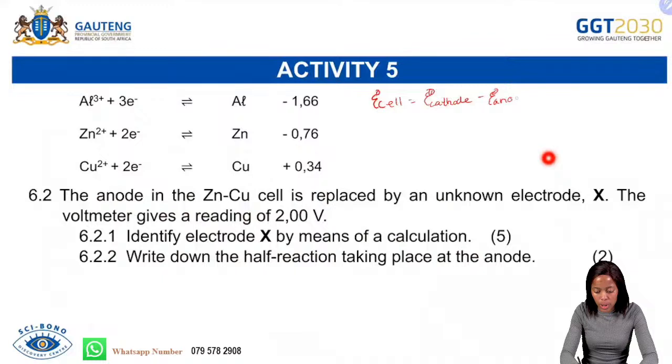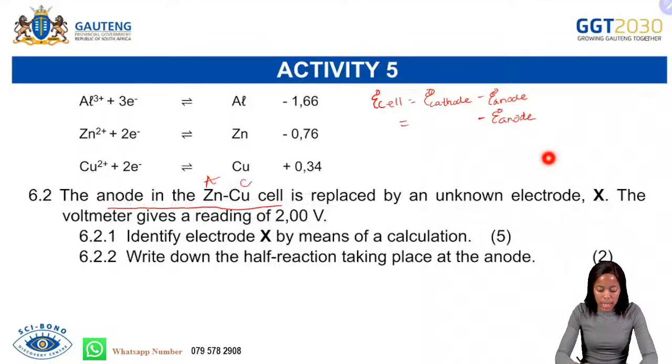So you will see that you have E cathode minus E anode. Then what does it say? It says the anode in the Zn-Cu cell. So what did we have as our anode? We had the zinc. So the zinc was the anode, and the copper was the cathode. Now it says that anode is replaced by an unknown electrode X. So if the anode is replaced by an unknown electrode, we are saying that we no longer have the anode.